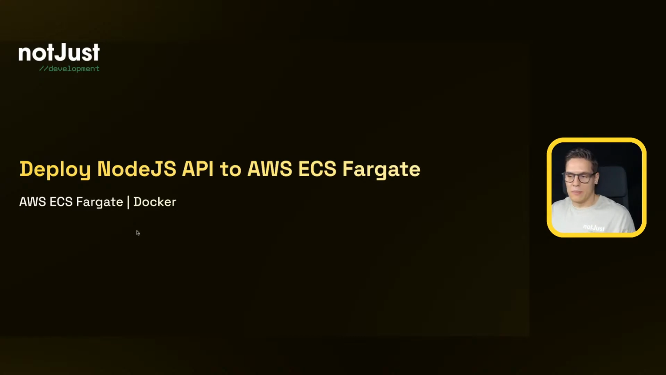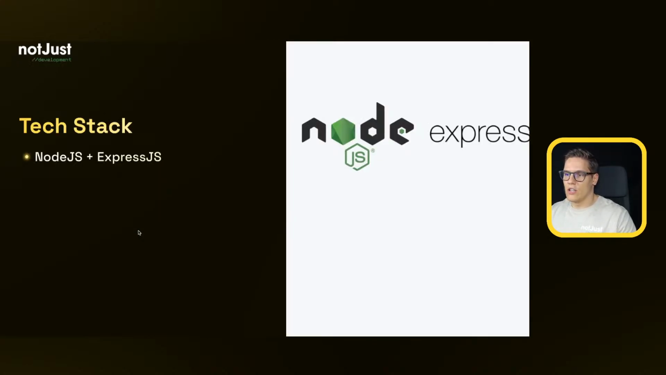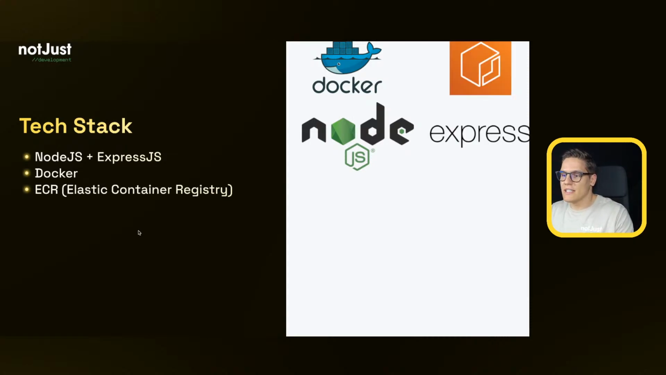As I already mentioned, we'll be deploying our Node.js API to AWS and, to be more specific, AWS ECS Fargate. Today, we will cover technologies such as, of course, our tech stack, with Node.js and Express.js, our API that we've built, and I'll show you again a little bit about it. We'll be using Docker to Dockerize our application. We'll be using ECR, which stands for Elastic Container Registry, and I will go over a bit more what these things are exactly when we're actually starting to work with them.